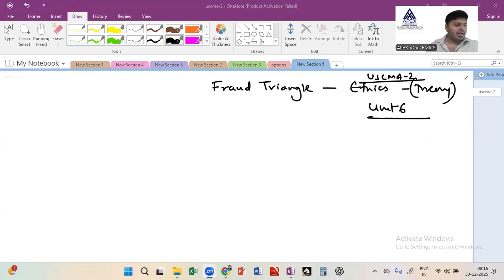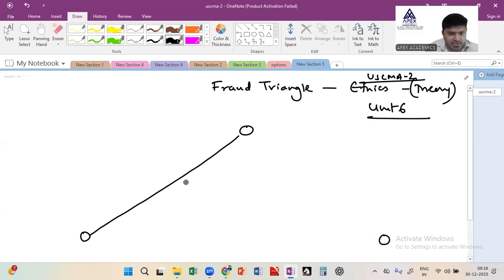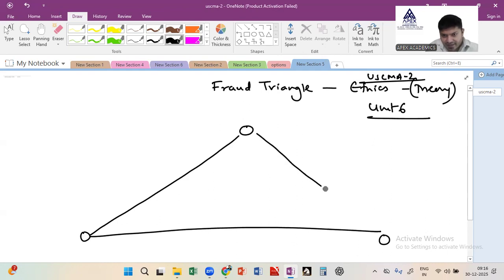A fraud triangle is basically a collection of three factors that make fraud possible in an organization. If these three factors exist, the risk of fraud is high. Please try to understand: if these three factors exist, the risk of fraud is high.